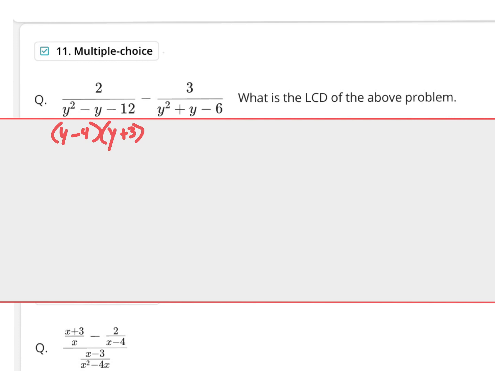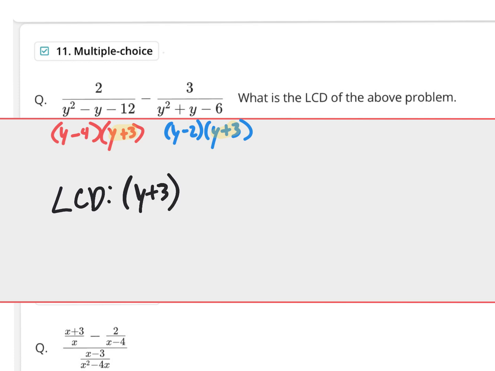And let's factor the second denominator. We have y's right there. What times what is negative 6 that if you combine together is positive 1? Negative 2, positive 3, right? Okay, now that we have both denominators factored, we could look at both denominators and see what matches up. As you can see, there's a y plus 3 there and a y plus 3 there, which means that our LCD will be that first binomial, y plus 3.